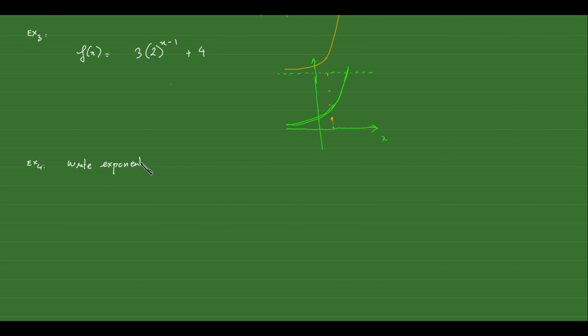Exponential function that goes through 2 points. The first point is (-1, 8), and the second point is (1, 2). That's all. Alright, so in order to write the exponential function, we need to write the formula now.